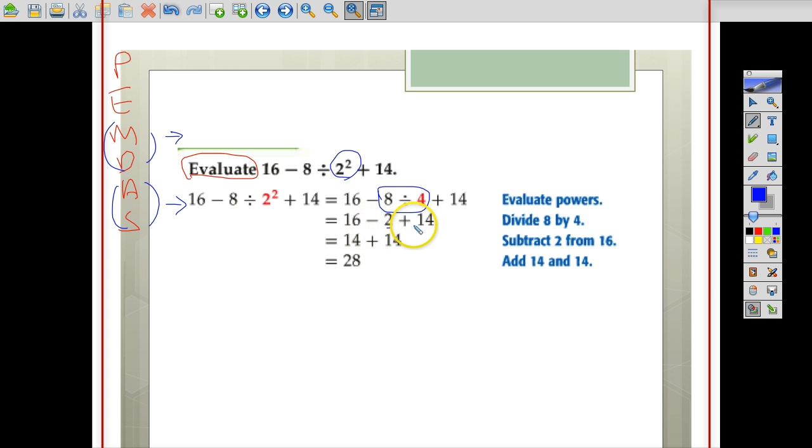Here, when you have subtraction and addition, you're going to go from left to right. So 16 minus 2 is what they did first. Bring down the plus 14. 14 plus 14 equals 28. There's your final answer.